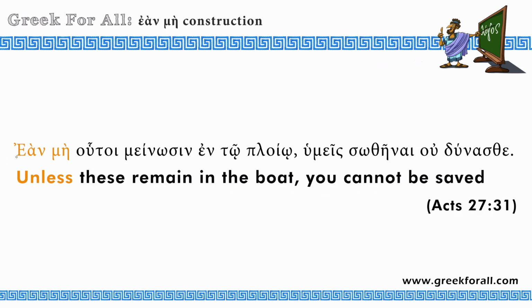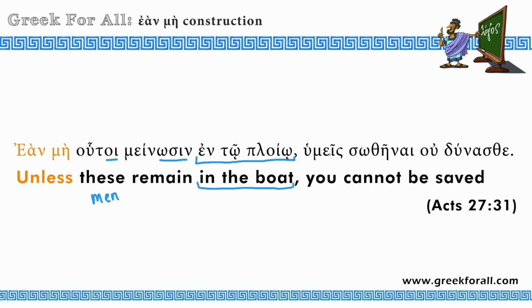So let's review. This is our construction. Ean me, we translate it as unless. And this is our subject, houtoi. It is the demonstrative pronoun, which is masculine, plural, right here. And I translated it as these, but literally because it's masculine, we could say these men. So these men. Meinosin is our verb. It is a subjunctive, third person plural, from menō, remain. So unless these men remain. And tō ploiō, it is a prepositional phrase, in the boat. So this is what we got right here.